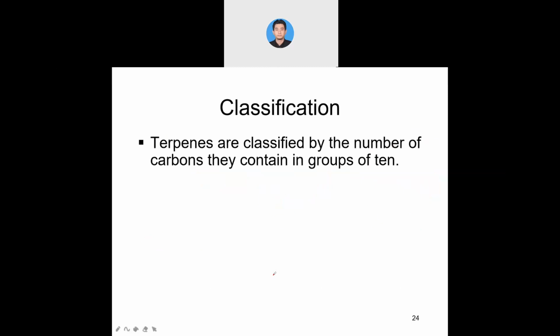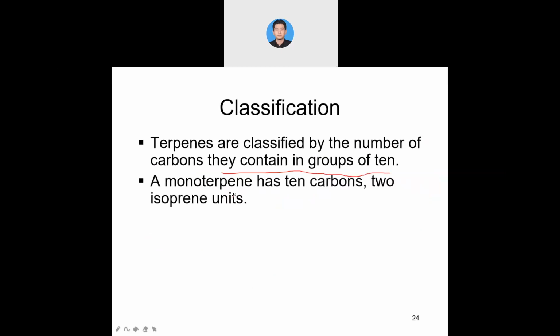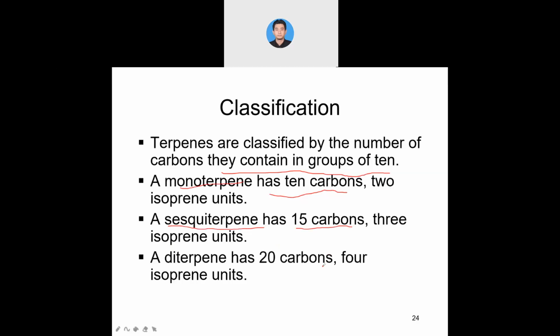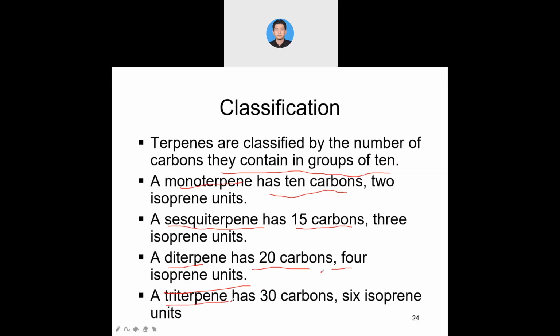Okay, and then for classification of terpenes, we classify by the number of carbons they contain, in groups of 10. For example, monoterpene has 10 carbon, so it contains 2 isoprene units. So the class is monoterpene. Sesquiterpene contains 15 carbon, so 3 isoprene units, so we call it sesquiterpene. Diterpene is 20 carbon, 4 isoprene units. If it is 30 carbon, it is a triterpene. So if a question asks you to give the class, you can use the number of carbon to determine it.